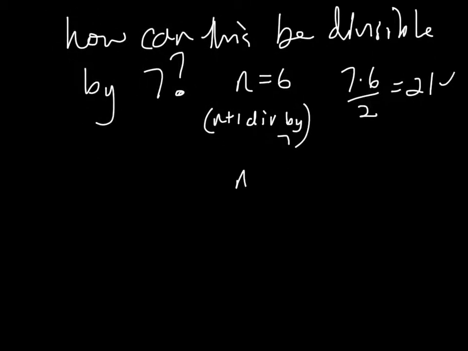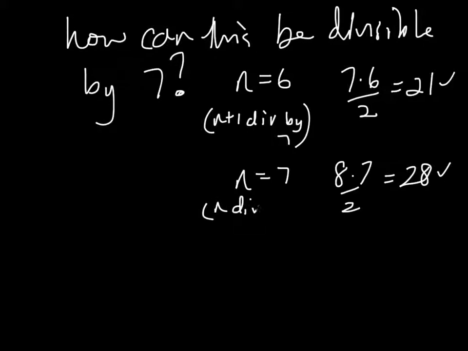Next, what if n equals 7? Then 8 times 7 over 2, which is 28. Check it off. That is divisible by 7, since n is divisible by 7. Now, when n is 8, it doesn't work. The next time it's going to work is for 13 and 14.